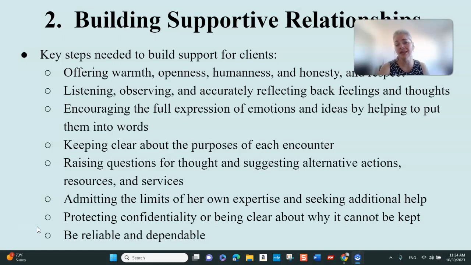And then be someone they can rely on. If you say you're going to get back to them on something, then get back to them. Do it in a timely manner. Don't make them feel like they're not important or not significant or they can't rely on you. That's not okay. You are helping them rebuild their sense of hope and purpose and direction. So make sure you're a reliable resource for them.